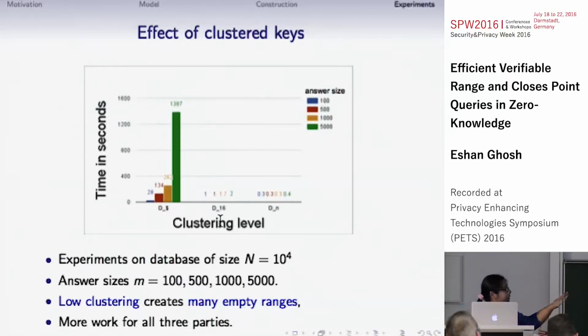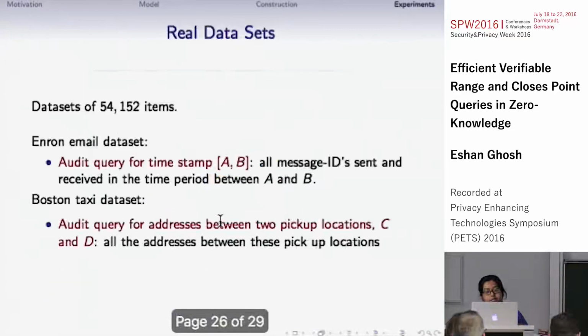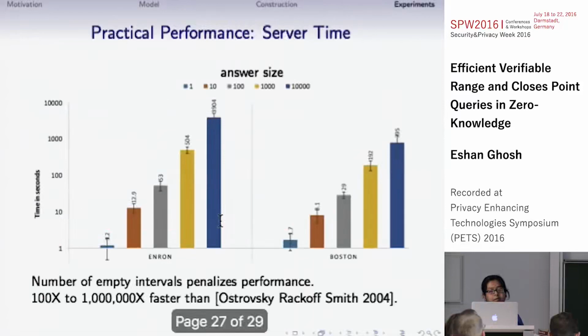So D-dollar is basically a completely random database, D16 is a database where each cluster is of 16 keys, and DN is basically one huge cluster. As we see, as you increase the clustering level, the performance improves for all the parties. And this is a chart of the variance. We also implemented it on real data sets. One was the Enron email data set, and another was the Boston taxi data set. We noticed that the Boston taxi data set showed more clustering, so it showed much better performance than the Enron email data set.